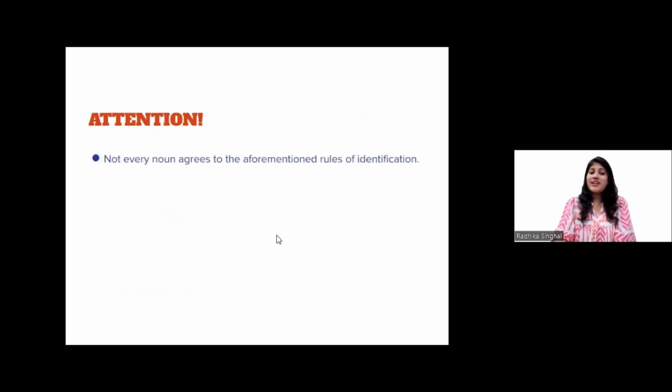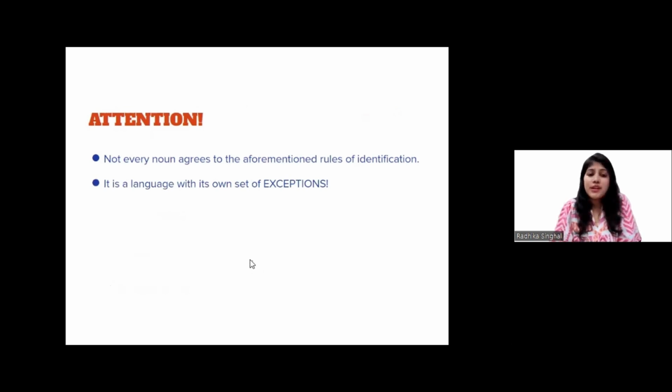So these are a few examples. But things cannot be this easy, right? It is a language, and a language has its own set of exceptions. Now, what does that mean? Not every noun agrees to the rules we have just discussed. This means that not every noun that ends with E is feminine, and not every noun ending with SXZ is plural. There are exceptions, and as you learn the language, you will get the chance to learn those exceptions.